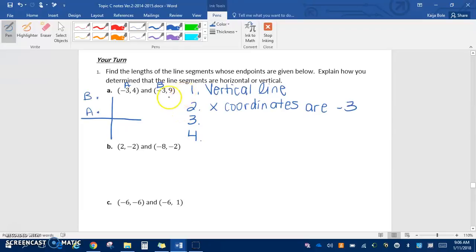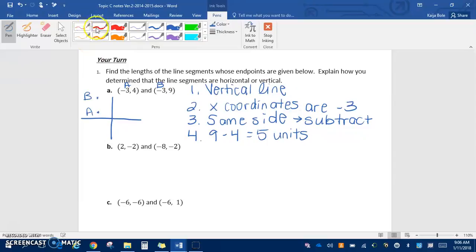Then, for part 3, you're going to ask yourself, are they on the same side or are they on opposite sides of an axis? So here they are on the same side. And whenever they are on the same side, you always subtract. Alright, so 3s, same side, subtract. And then the last thing we're going to do is just subtract those 2 y values. So we're going to take 9 minus 4, and that equals 5, and our label would just be units here.